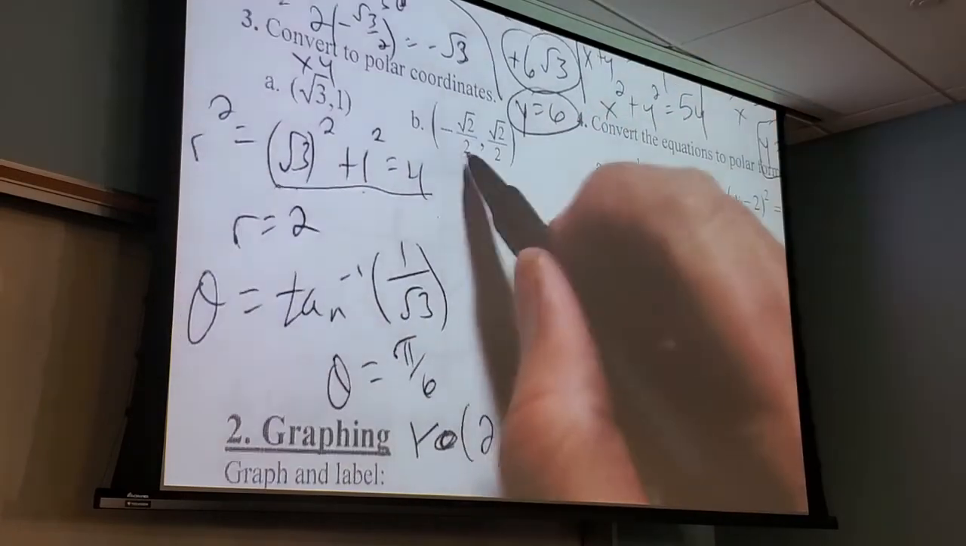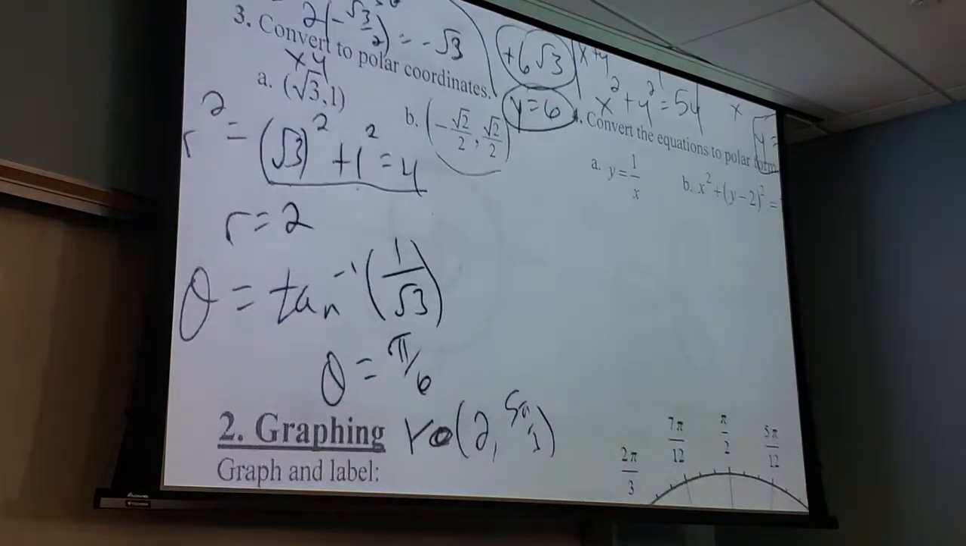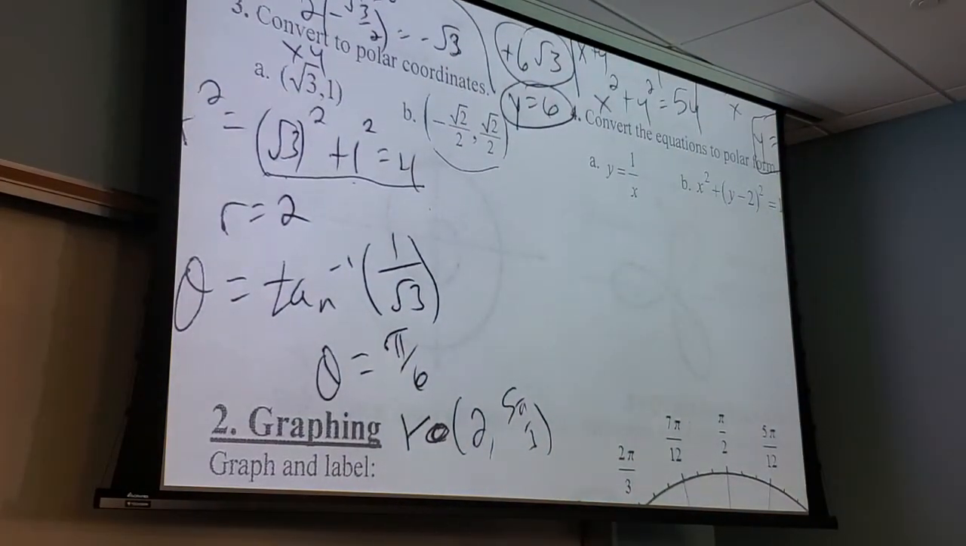So this one, let me ask you, what angle would that be? What angle would lead to root 2 over 2? 45 degrees. What quadrant am I in? The second one. X is negative, y is positive. I'm in the second quadrant. So what angle in the second quadrant has a reference angle of 45? 135 or 3 pi over 4, right?